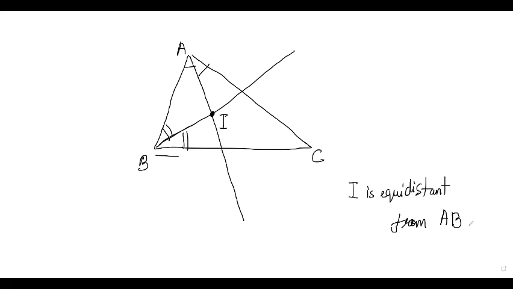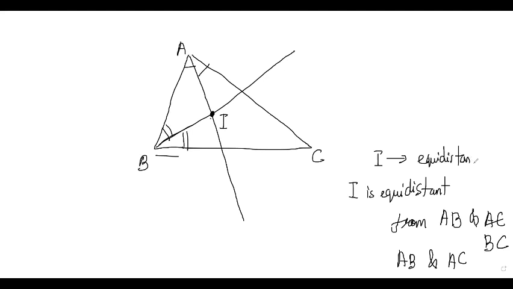I also lies on the other bisector. Okay, I meant first here AB and BC, right? And after that, you can say that I lies on this bisector, so it is equidistant from AB and AC, right? Therefore, you can say that I point is equidistant from all the three sides. Equidistant from all sides, AB, AC, and BC, right?